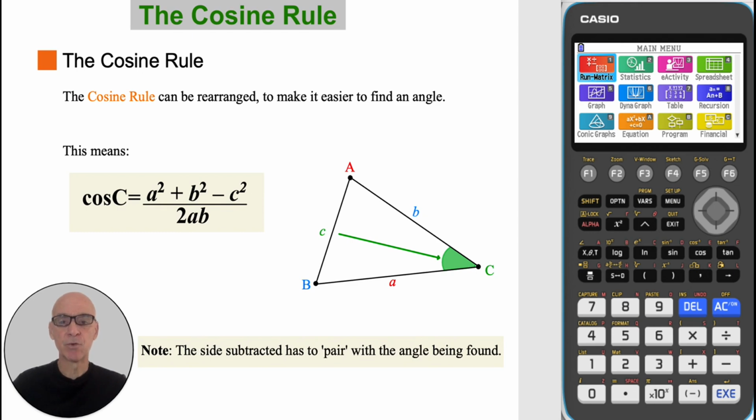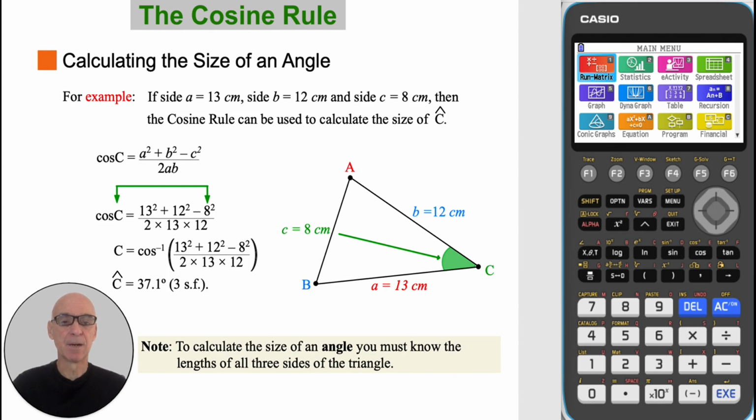The cosine rule can be rearranged to make it easier to find an angle. This means that cos C equals a squared plus b squared minus c squared, divided by 2ab, or cos A equals b squared plus c squared minus a squared, divided by 2bc, or cos B equals a squared plus c squared minus b squared, all divided by 2ac. Note that the side subtracted has to pair with the angle being calculated.